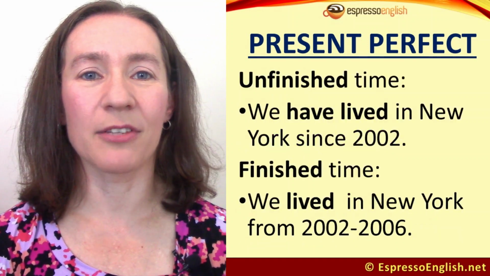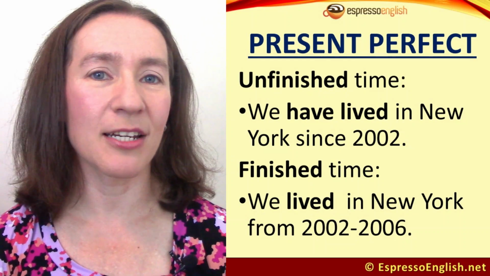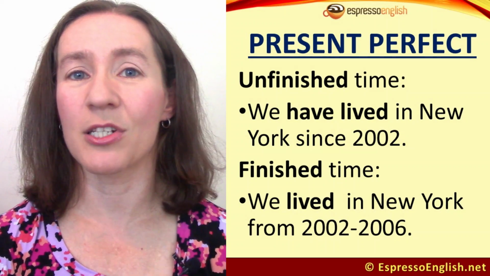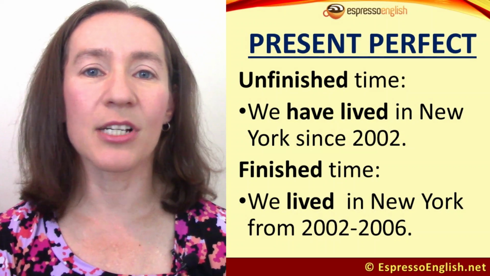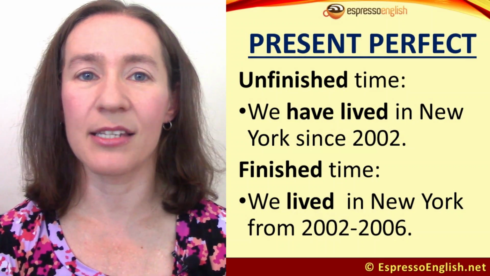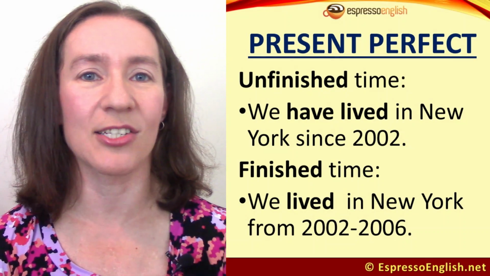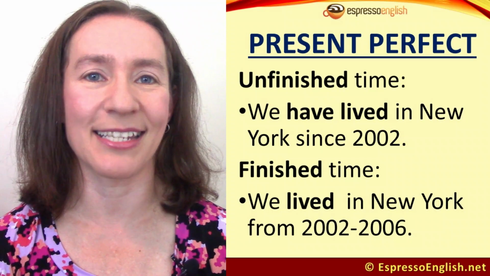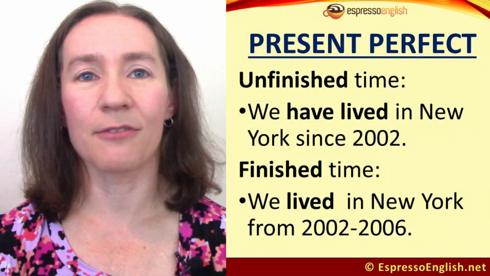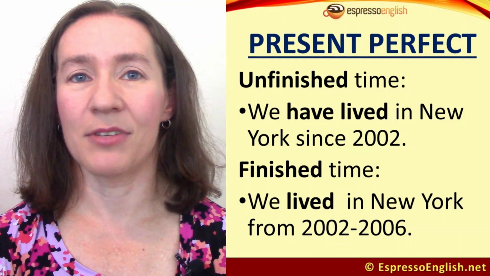We use the present perfect for 2 situations. One is for unfinished time, a period of time that continues to the present moment. That's different from the simple past, which describes finished time. So look at the contrast. Present perfect: We have lived in New York since 2002, and we still live in New York. It's a period of time that's unfinished. It started in the past, and it continues to the present. But we would use the simple past to say, we lived in New York from 2002 to 2006. So in this case, we do not still live in New York.